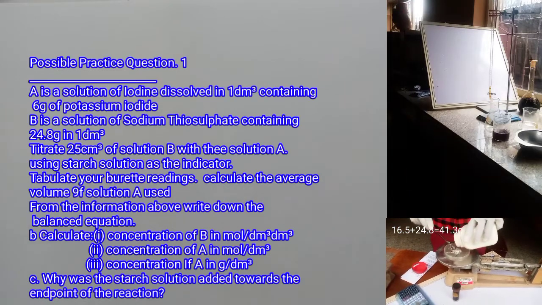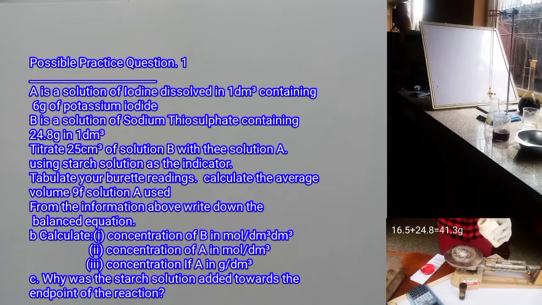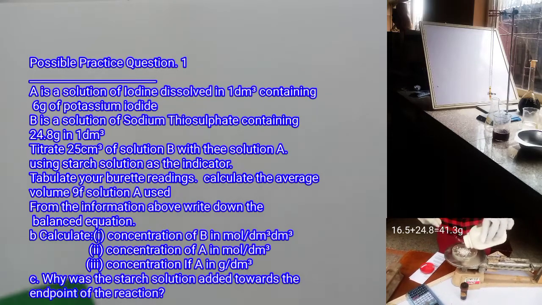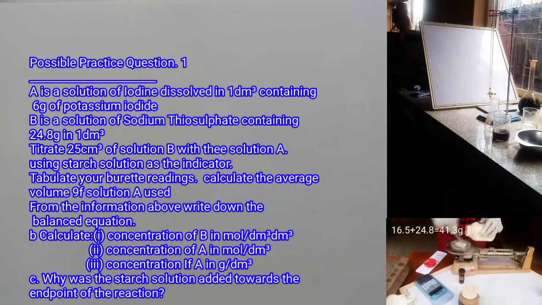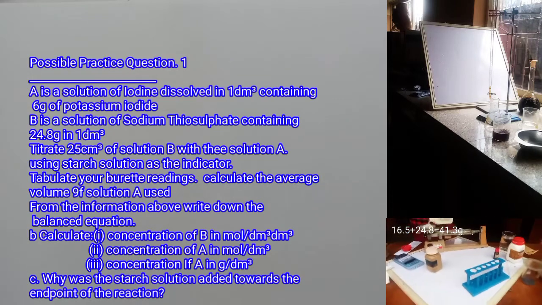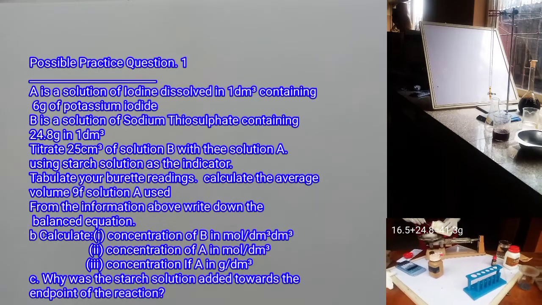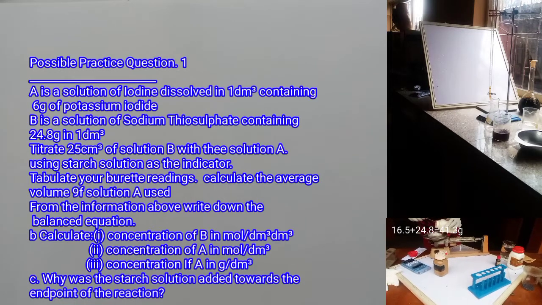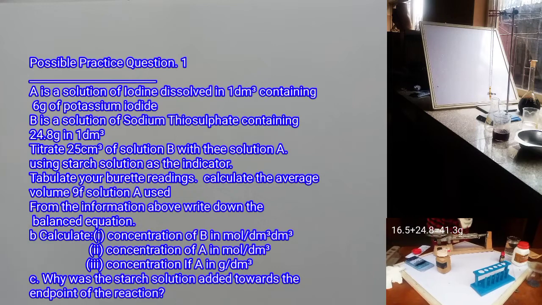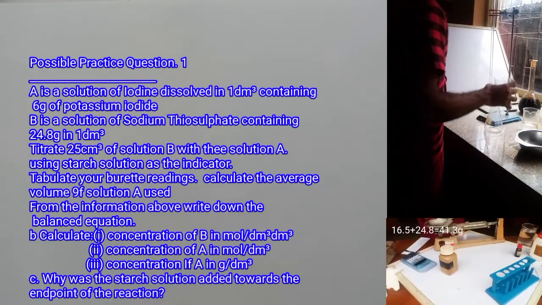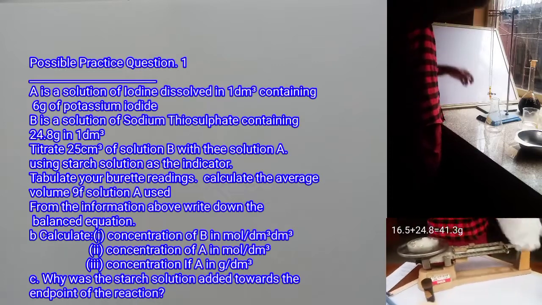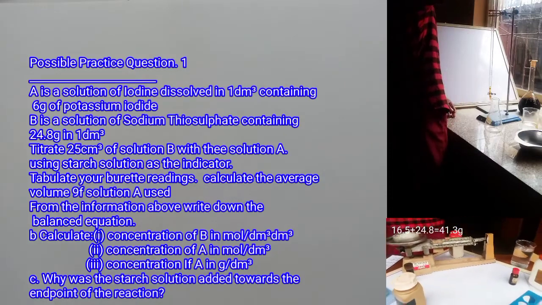They say calculate the concentration of B in mole per dm cube. That is question 1b. Concentration of solution A in mole per dm cube. Concentration of solution A in gram per dm cube, and state why starch solution was only added towards the end point of the reaction. Okay, it's just a simple thing we are going to treat.